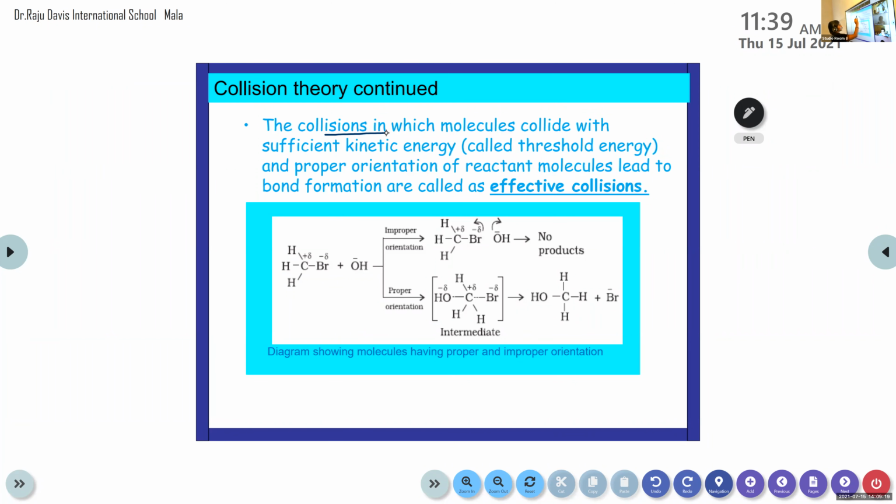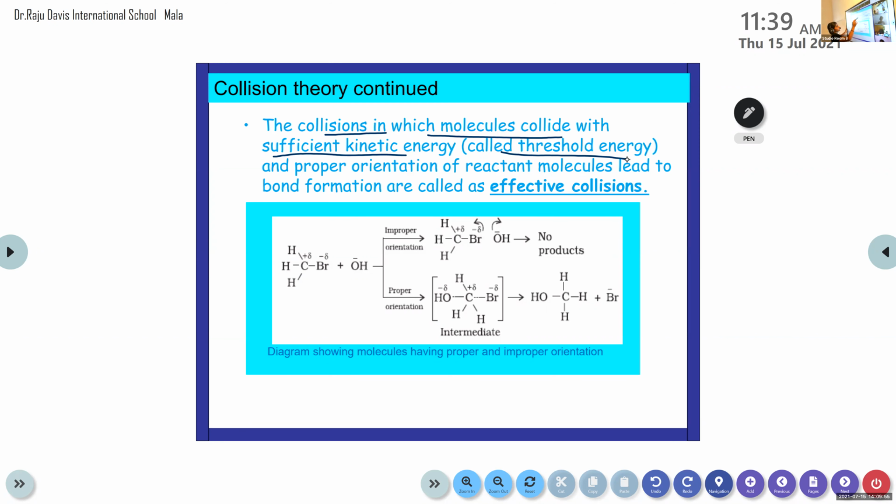The collisions in which molecules collide with sufficient kinetic energy, that is called threshold energy. What do you mean by threshold energy? That you have learned in the photoelectric effect. Do you remember? Threshold energy is the minimum energy required for the process. In the photoelectric effect, it is the minimum energy required for the metal to eject electrons. So threshold energy means the minimum energy required for the reaction to take place.